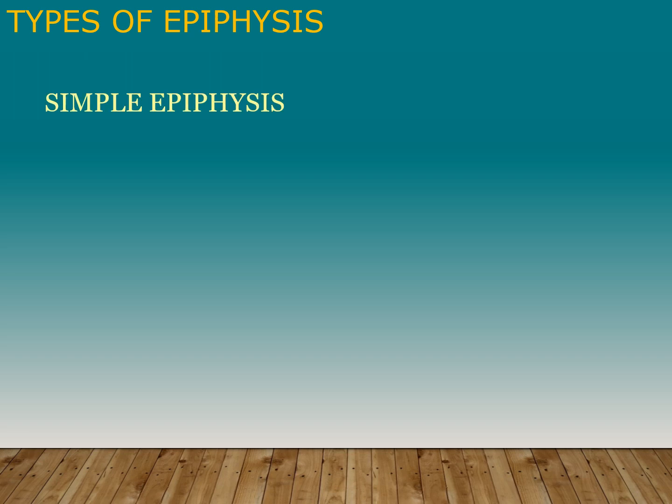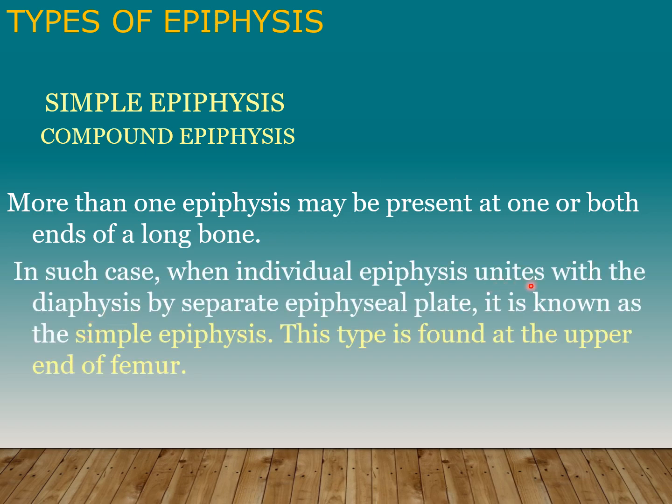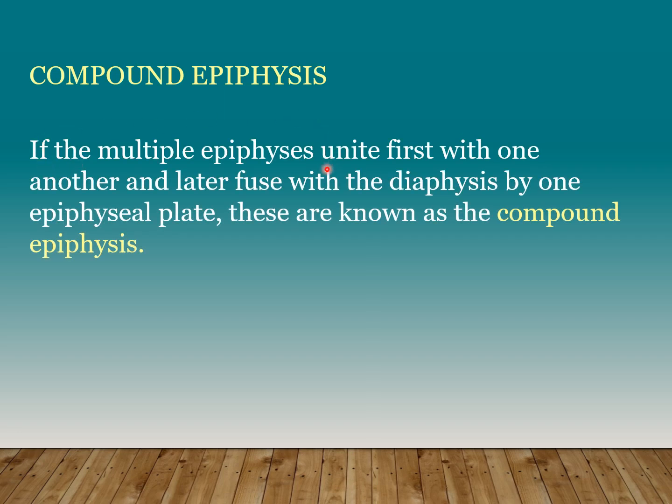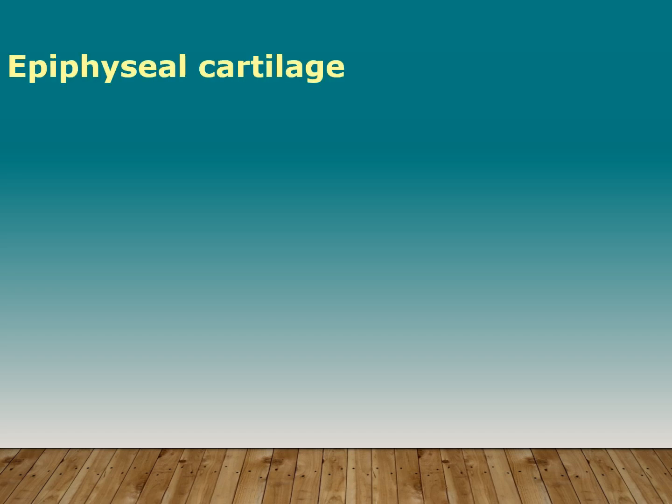Another classification of epiphysis is simple epiphysis and compound epiphysis. More than one epiphysis may be present at one or both ends of the long bone. When an individual epiphysis unites with the diaphysis by a separate epiphyseal plate, that is called simple epiphysis. So one epiphysis unites with diaphysis by one epiphyseal plate. Example, upper end of the femur. Compound epiphysis is when multiple epiphyses unite together first, then later unite with the diaphysis. Example, upper and lower ends of the humerus. So we have seen two different classifications of the epiphysis: one is pressure, traction and atavistic, and another is simple and compound.